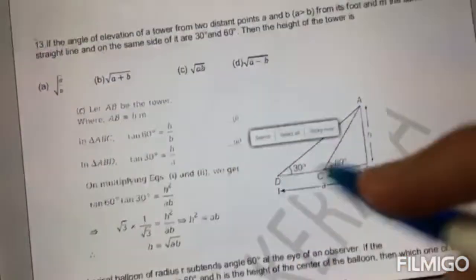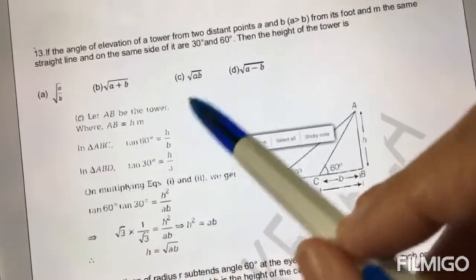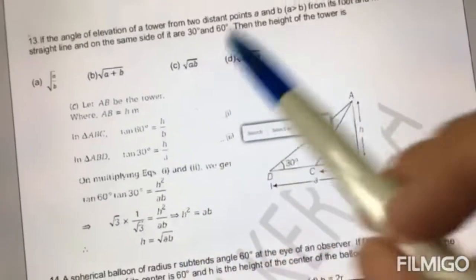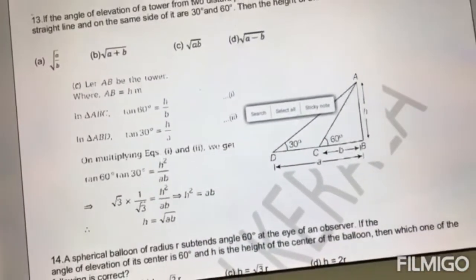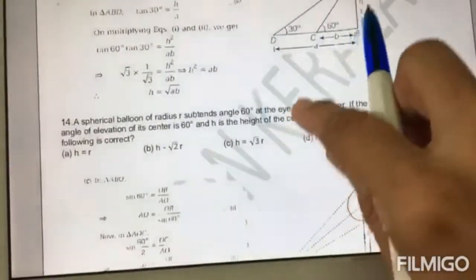That means you have to think of other ways of doing it, and see whether your answer choice matches the one given there. Okay, let's move to number 14.